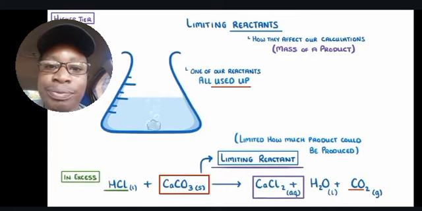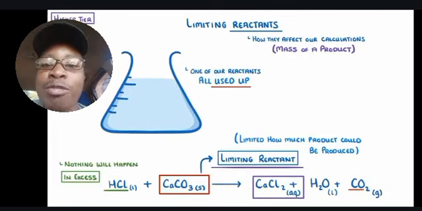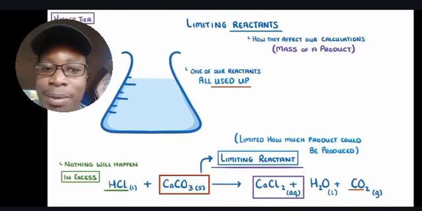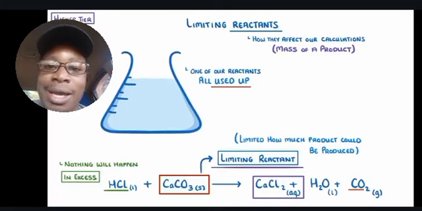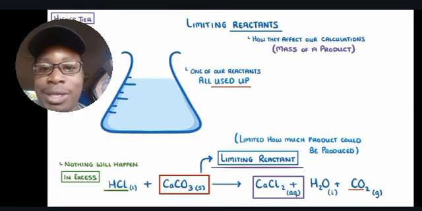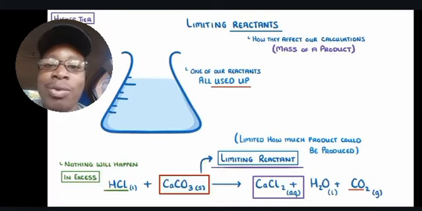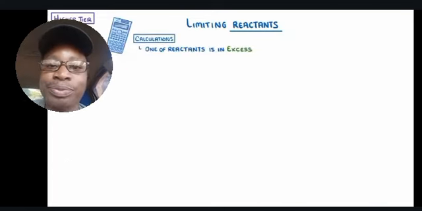Let's see what would happen if you added more of the excess reagent. Nothing would happen. So nothing happens when you add more of the excess reagent. Only the limiting reagent determines what would happen. In this case, the reaction would continue.